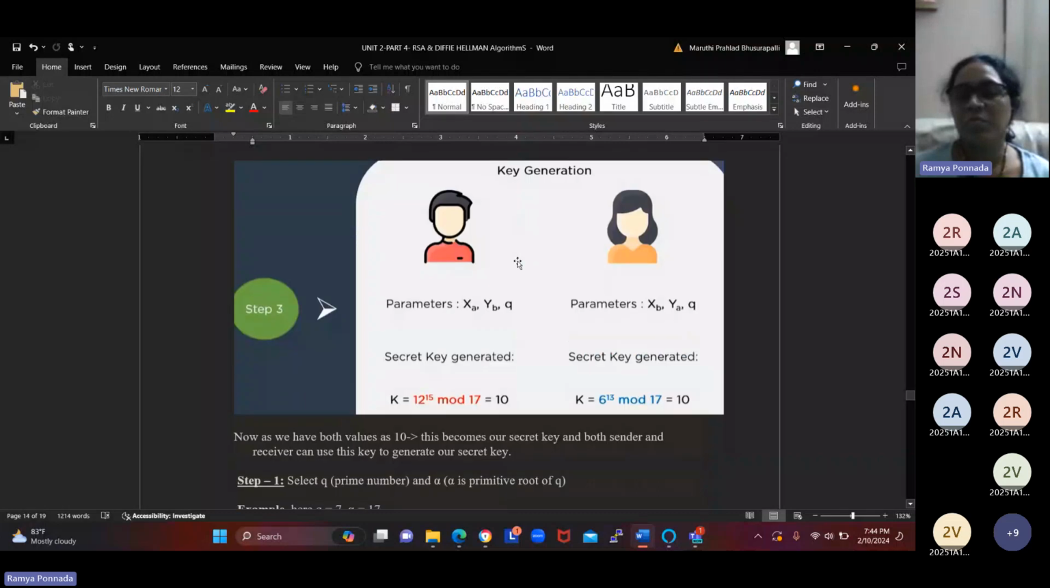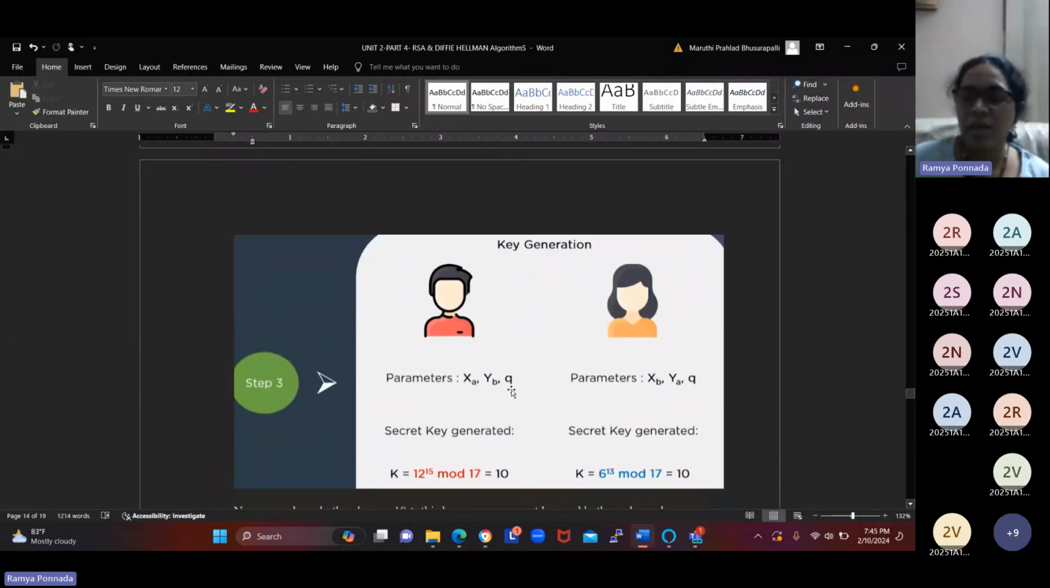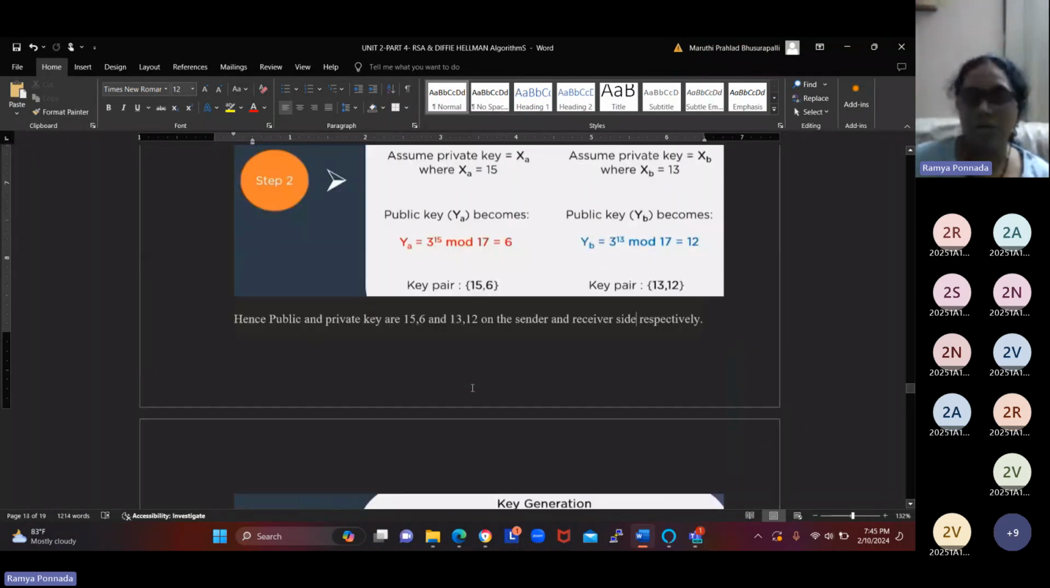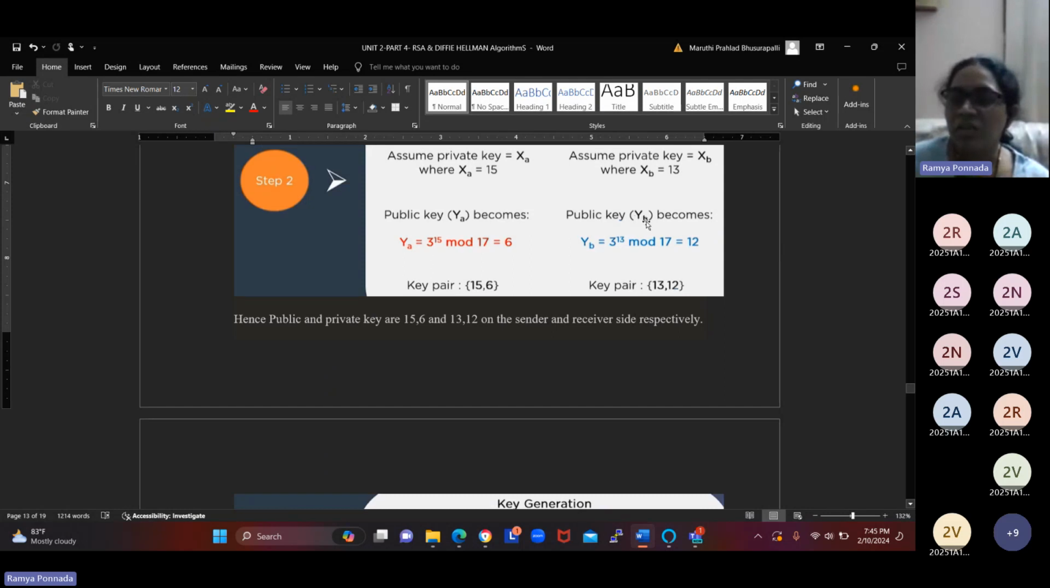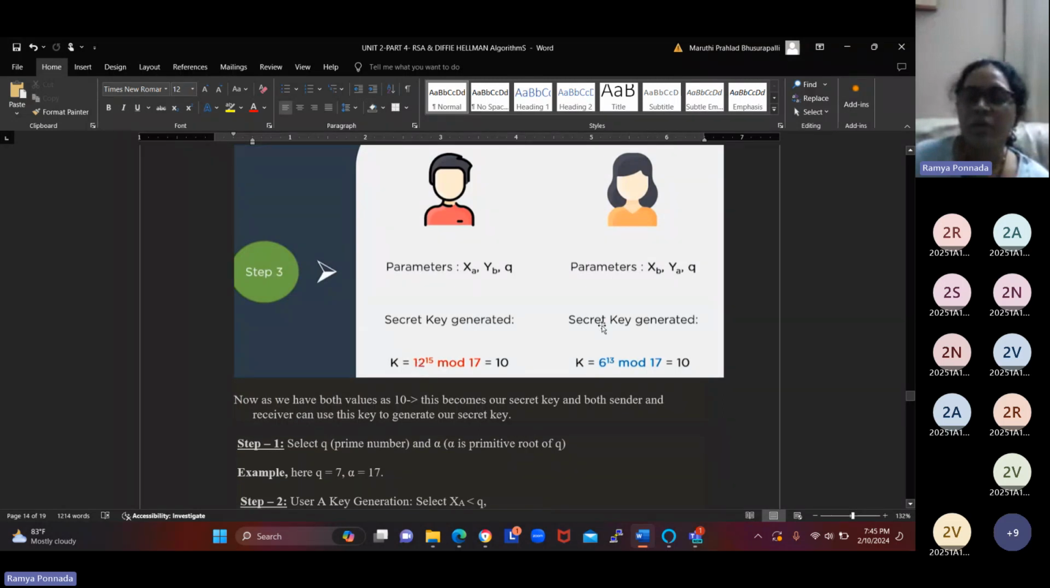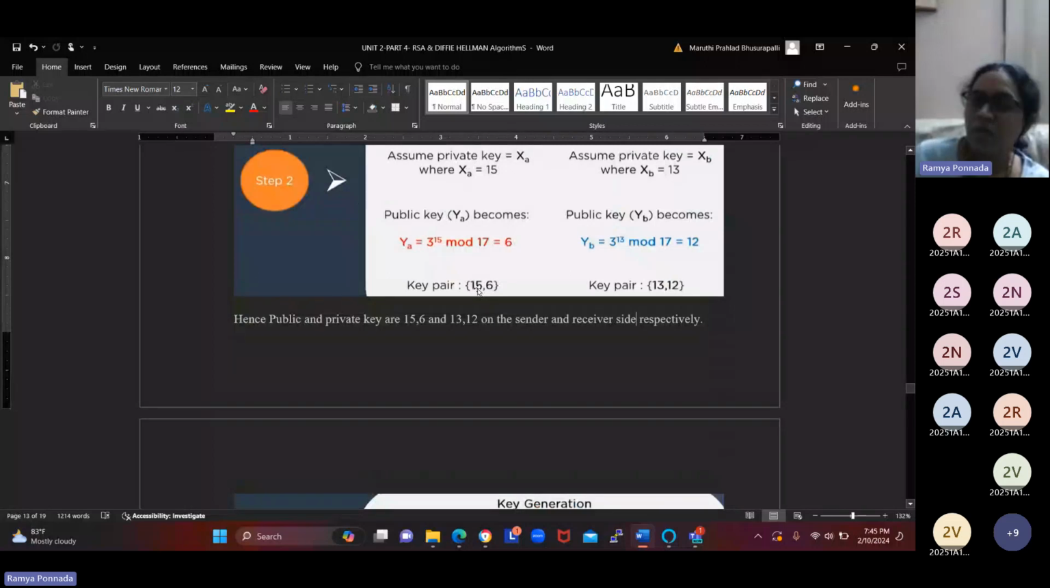Okay. So the next step, step number 3, is what you want: a secret key where both sides are going to get the same value. How are you going to generate it? You use XA, YB and Q. XA is the private key of the sender, and the public key of the receiver should be known to the sender. That's what I said in asymmetric key cryptography: whatever message is there is locked with the public key of the receiver. What is the public key of the receiver? It is YB, which is nothing but 12. So 12 is the public key of the receiver. Okay. So 12 power 15, where 15 is the private key of your sender.